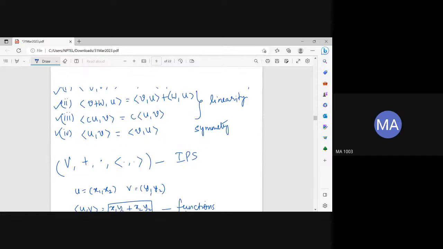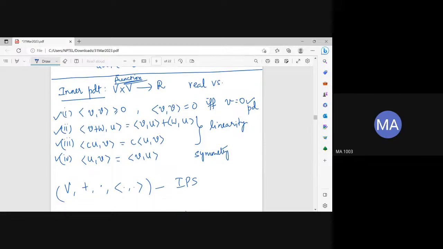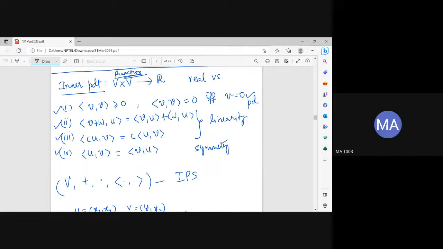So the inner product is a function. It's a function satisfying all these conditions. So it will be given to you. The function will be given to you. Unless the function is given, you won't know what function we are talking about. So it will be given, and you have to verify whether it satisfies all these conditions.